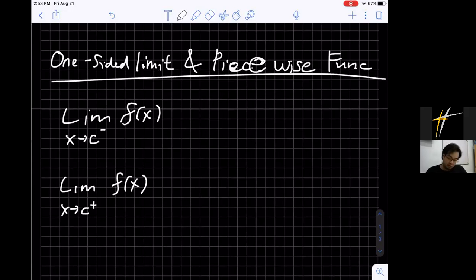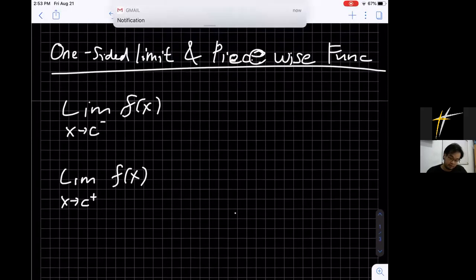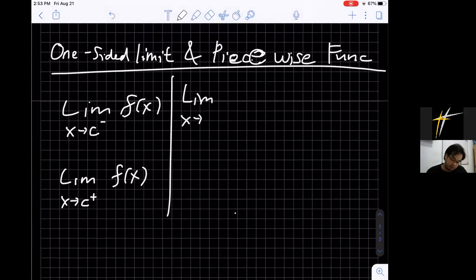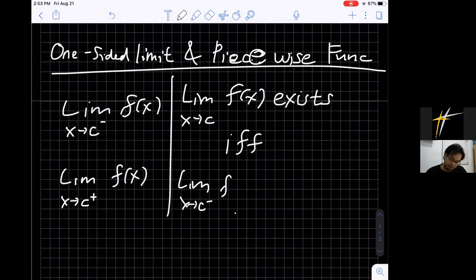Okay. So there is a theorem that says that the limit as x approaches c of f(x) exists if and only if the limit as x approaches c from the left side of f(x) is equal to the limit as x approaches c from the right side of f(x). Which does make sense, right? So let's see the example.